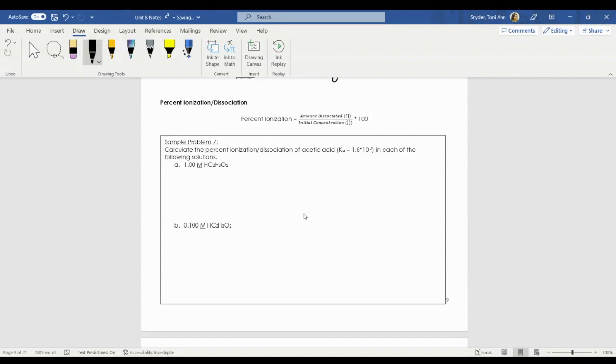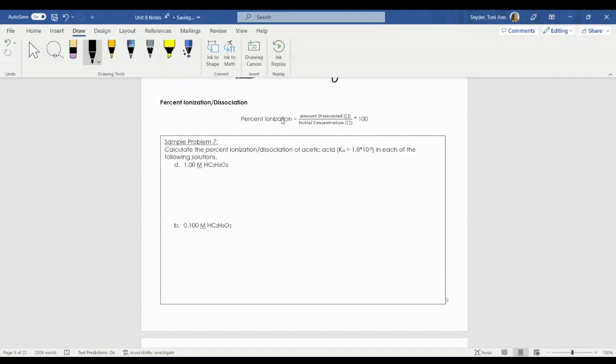Calculate the following percent ionization or percent dissociation of acetic acid in each of the following solutions. So what we can do is compare, if I have some initial concentration of acid, what percentage of that concentration is dissociating? And we can compare what's known as a percent ionization. So if you think back to percent composition and the percentage of something in a mixture, you take the percentage of whatever you're looking for and divide it by the total. And that's what we're doing here.